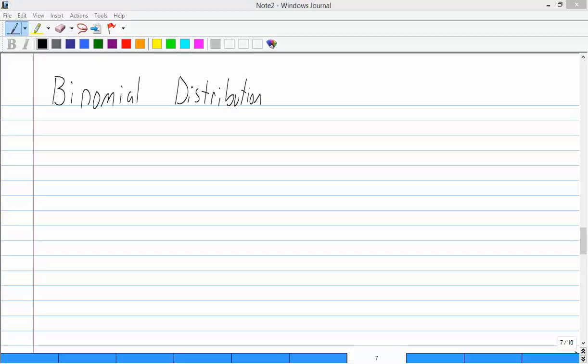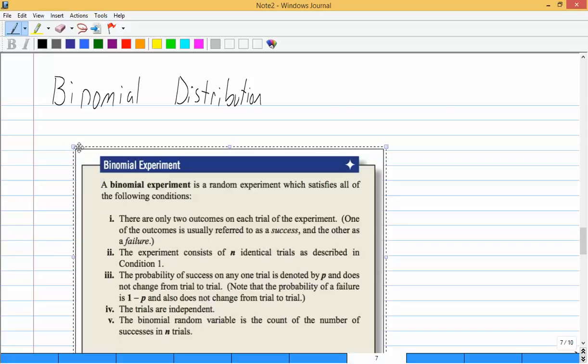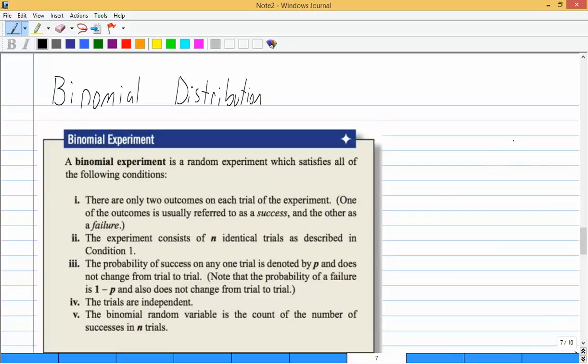Let's see. So with a binomial distribution, we do have certain characteristics that we have to go by for a binomial experiment. A binomial experiment is a random experiment which satisfies all of the following conditions. There are only two outcomes on each trial. One of the outcomes is usually referred to as a success. The other outcome is a failure.